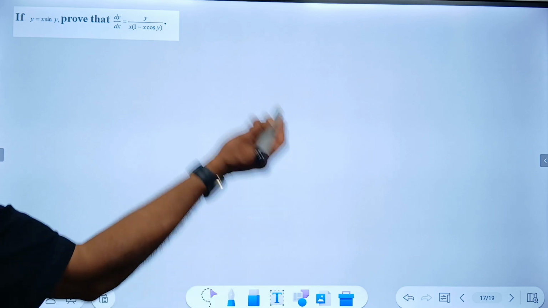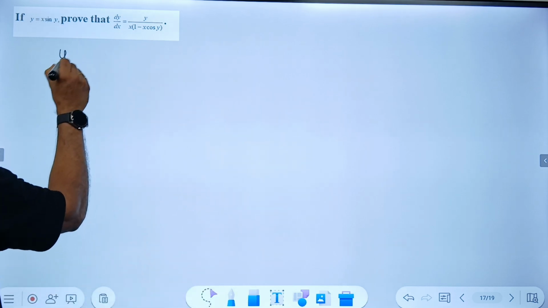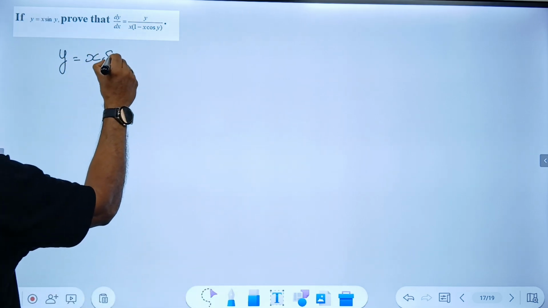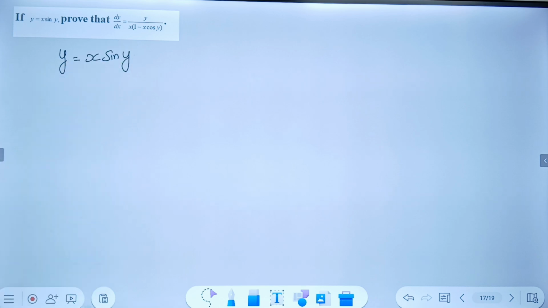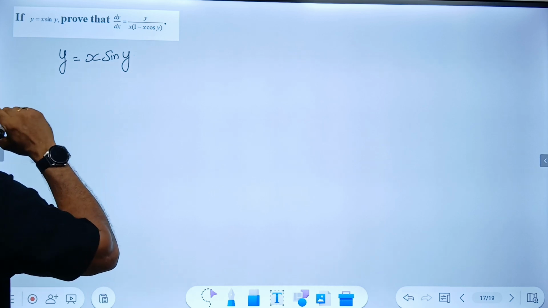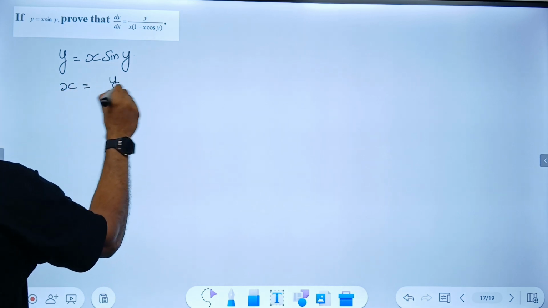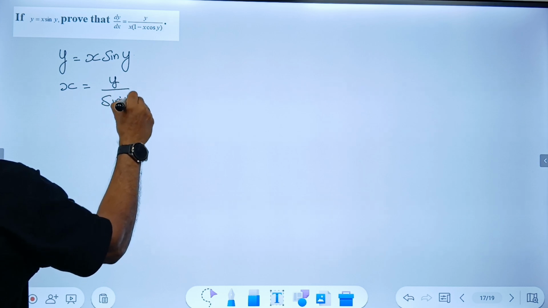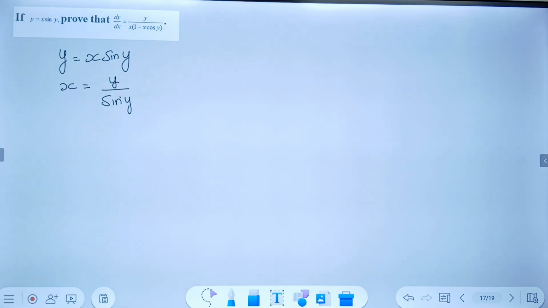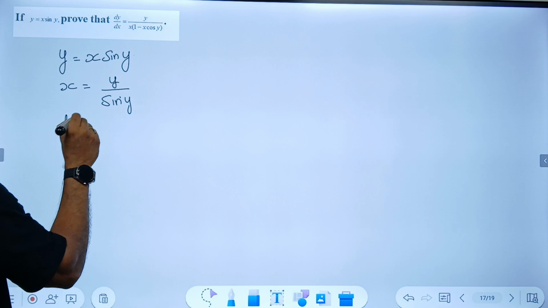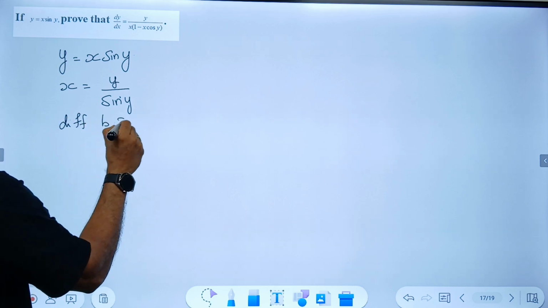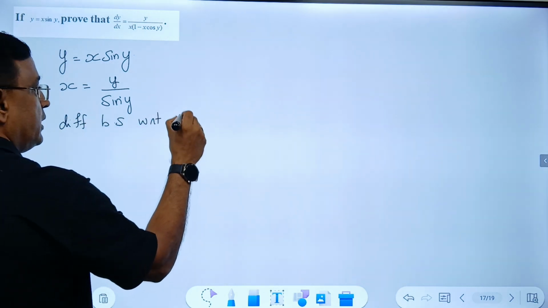Now, very, very simple. y equal to x sine y. I am going to use a slightly different technique to do this problem, because this is what I wanted to prove. Now what do I do? I'll try something else, something new for you. I will write x in terms of y. Then I will differentiate both sides with respect to y.